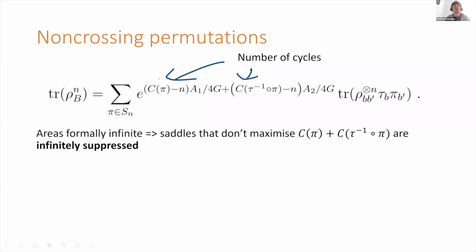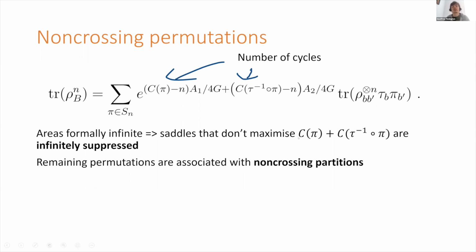So we have these terms that look like C of pi times A1 plus C of tau inverse pi times A2. But A1 and A2 are formally infinite, right? As we go out to the boundary, the area of the surface diverges. The difference between them is finite, but individually they're infinite. What that means is any saddle that doesn't maximize the sum of C of pi and C of tau inverse pi is going to be infinitely suppressed. We can just totally forget about it. That's not going to play any role.